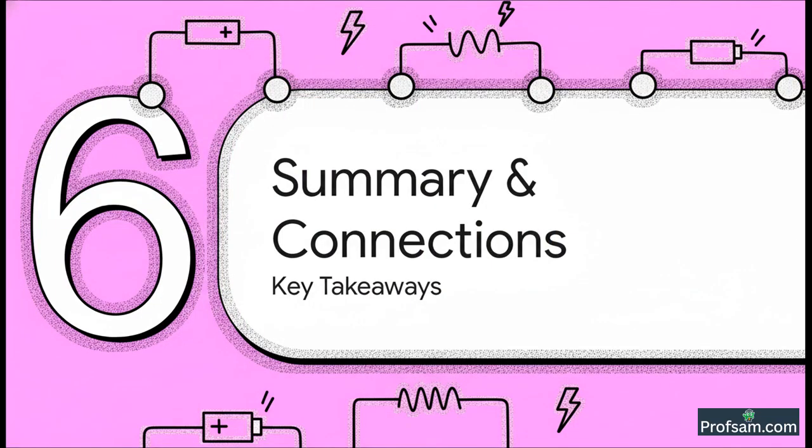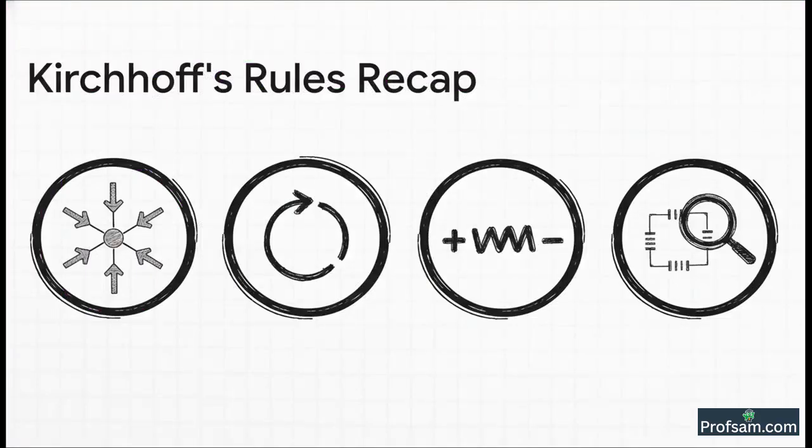Okay, so let's quickly summarize. What are the most important things you need to remember about Kirchhoff's rules? Let's do a quick recap. So here are the 4 key takeaways. First, Rule 1, the junction rule, is all about the conservation of charge. Incoming current equals outgoing current. Second, Rule 2, the loop rule, is based on the conservation of energy. The total potential change in a loop is 0.